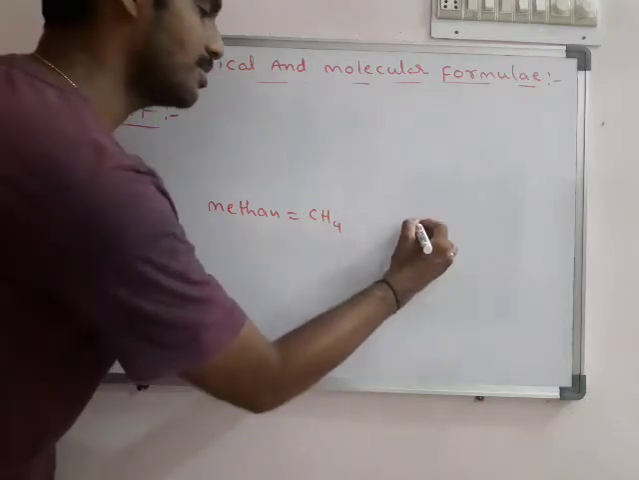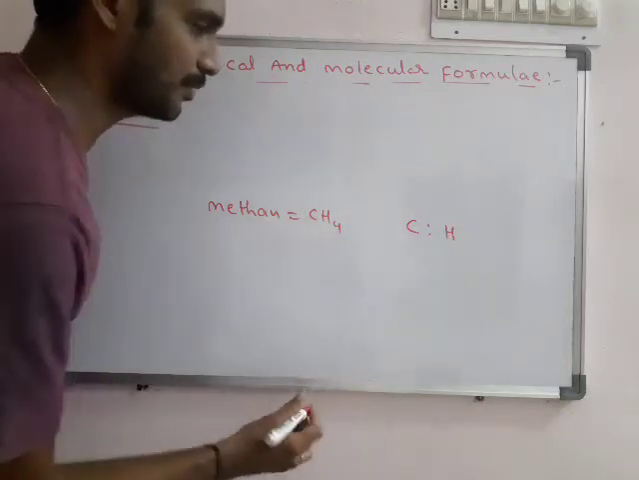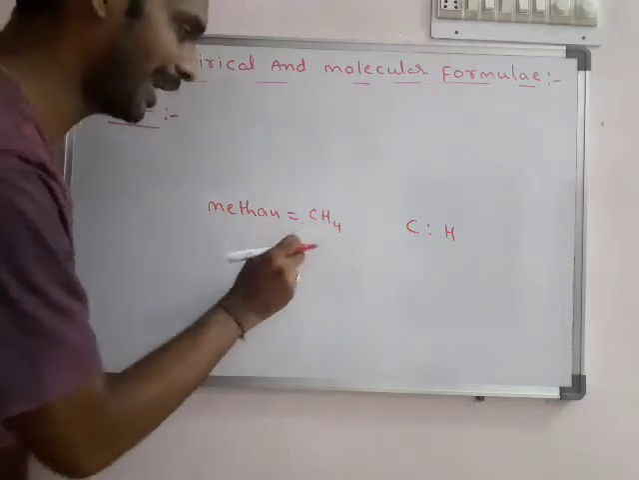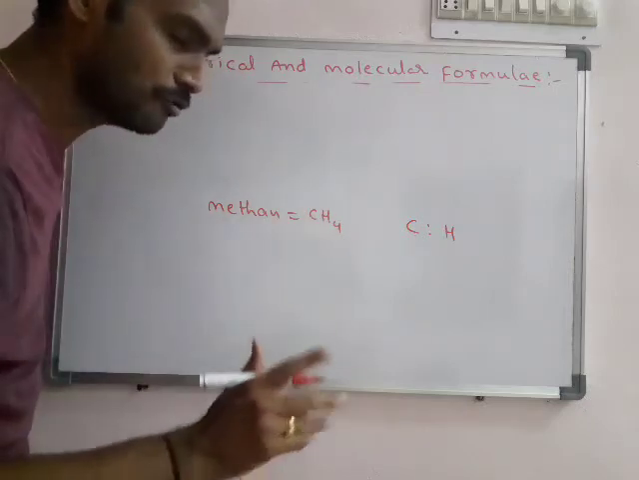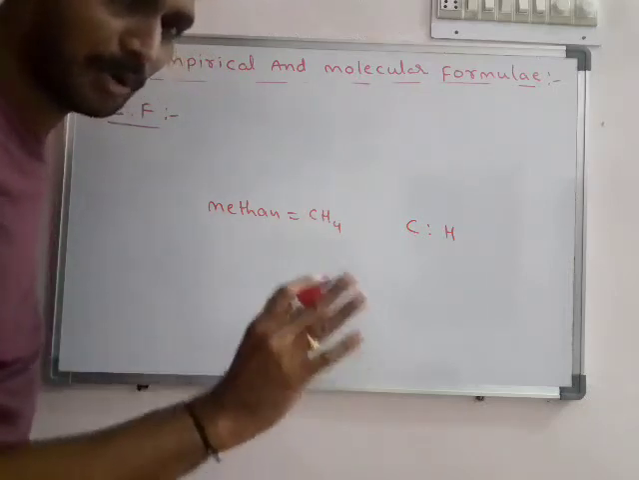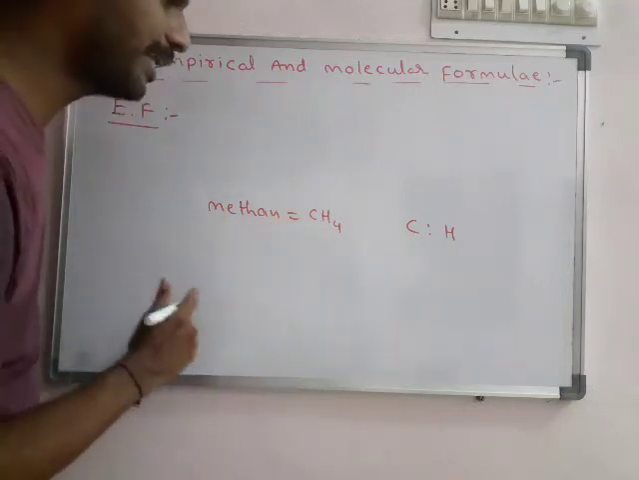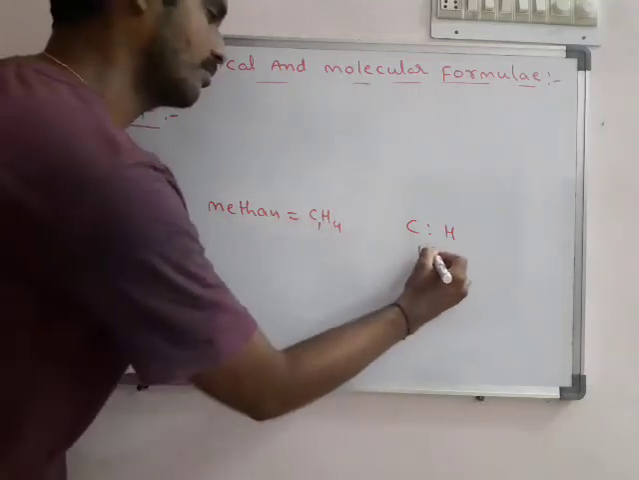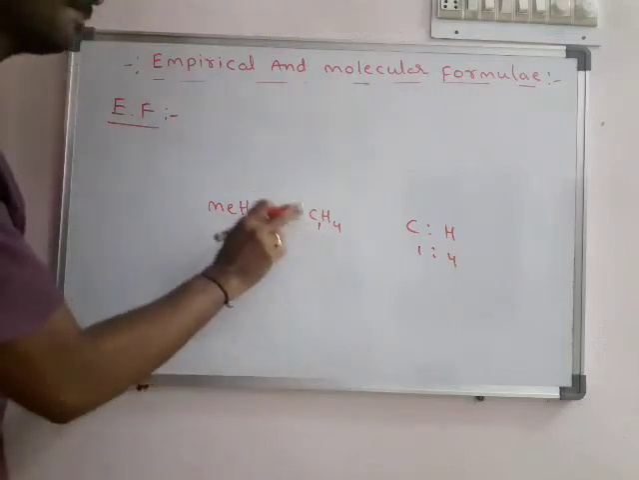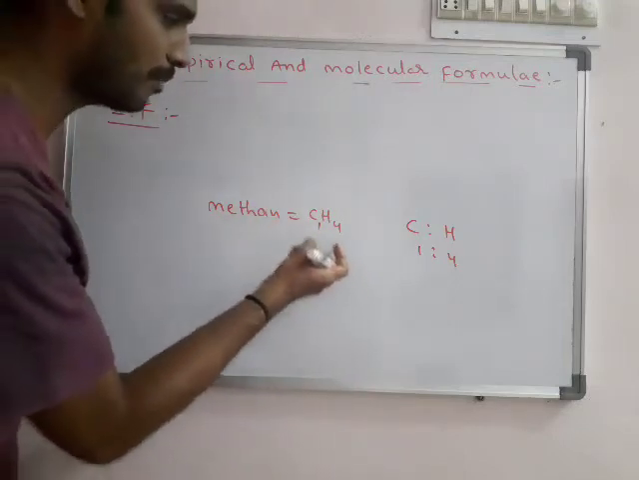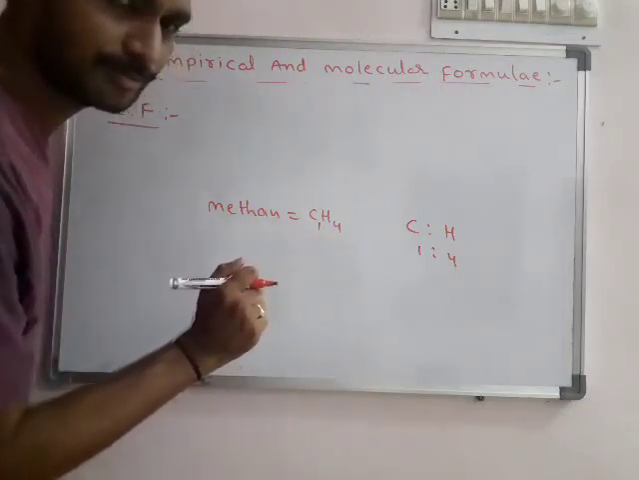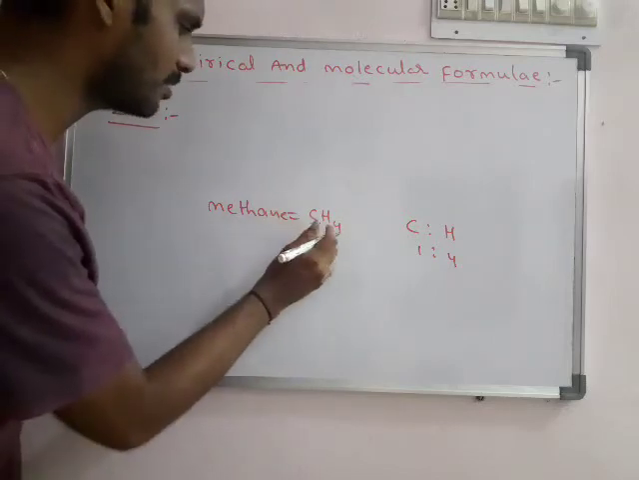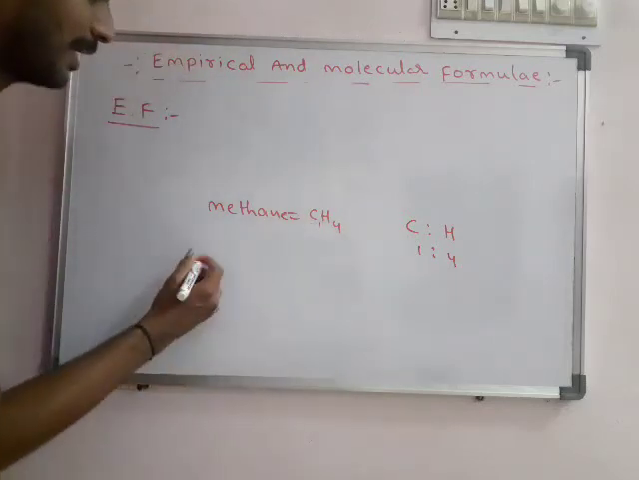Now, which elements are present? Carbon, hydrogen. How many carbons are present? 1. How many hydrogens are present? 4 hydrogens, as per the molecular formula indication. So the empirical formula ratio is 1:4. Here the empirical formula is 1:4, and the molecular formula is also CH4, no change. Some particular examples are the same like this, but all are not the same.